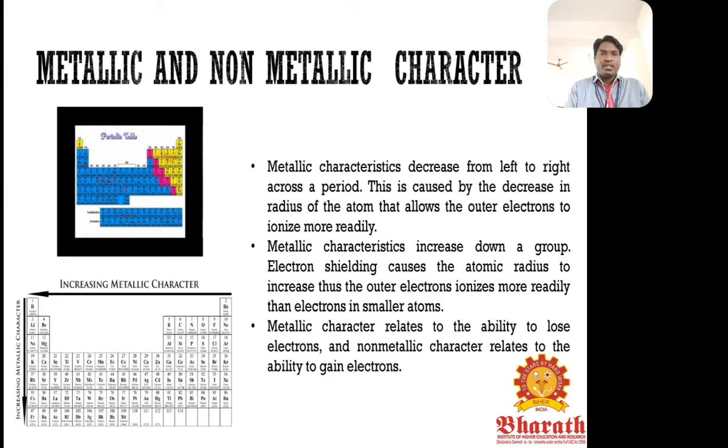Metallic and non-metallic characters. Metallic characteristics decrease from left to right across the period. This is caused by the decrease in the radius of the atom that allows the outer electron to ionize more readily. The metallic characteristics increase down a group. The electron shielding causes the atomic radius to increase, so the outer electrons ionize more readily than electrons in the smaller atoms.